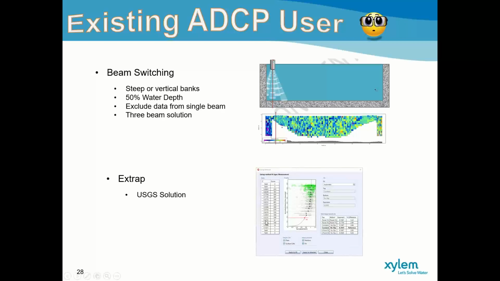Extrap, again, is a UCS solution that is incorporated. This is highly beneficial for organizations and users that don't follow the USGS by heart. And it will give you a much more accurate estimation of the velocity profile.